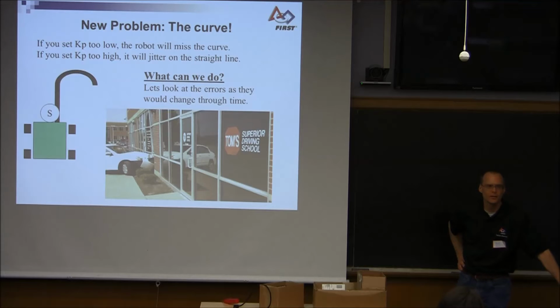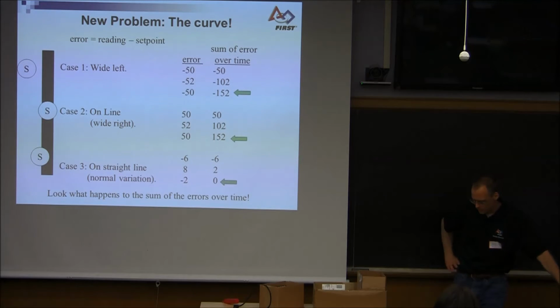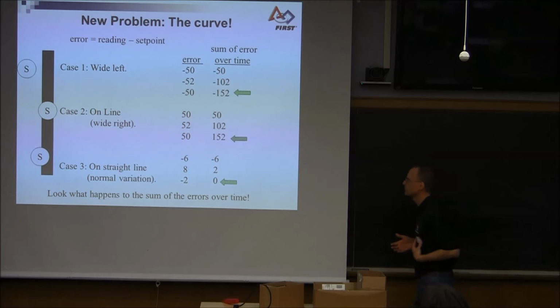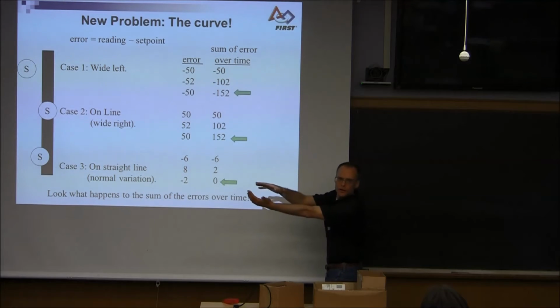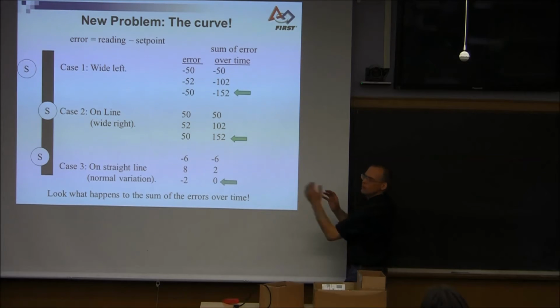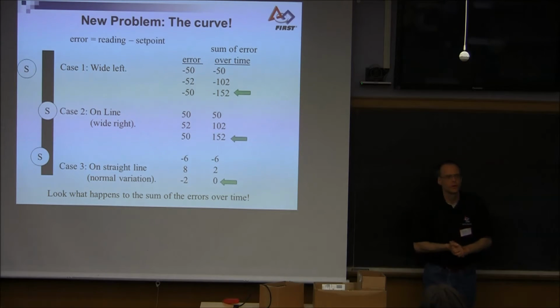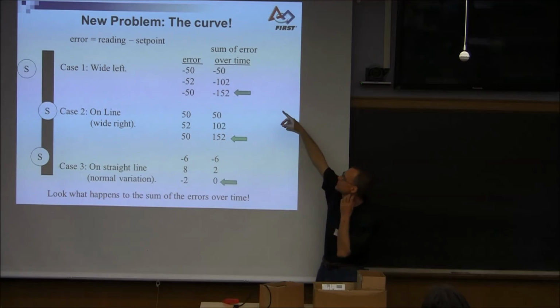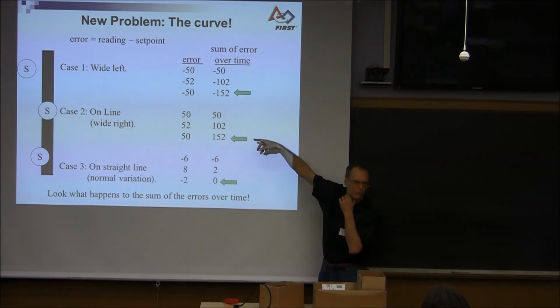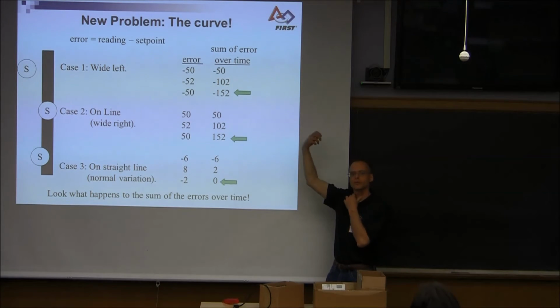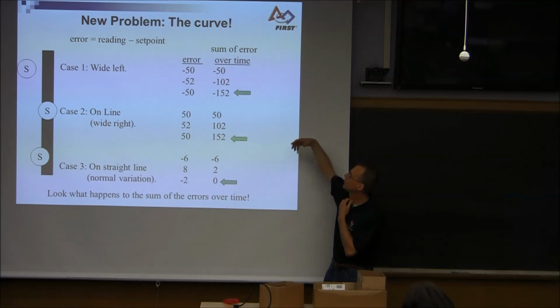Well, I'll tell you what, I've got an idea. Let's look at what happens to errors as they change through time. So there's really, I see it, 3 different cases. I'm either too far one way, too far the other, or right where I want to be. Now, if you look at the sum of the errors in these cases, I'm getting about 50 if I'm too far one way, or 50 if I'm too far the other. I notice that these quickly add up.